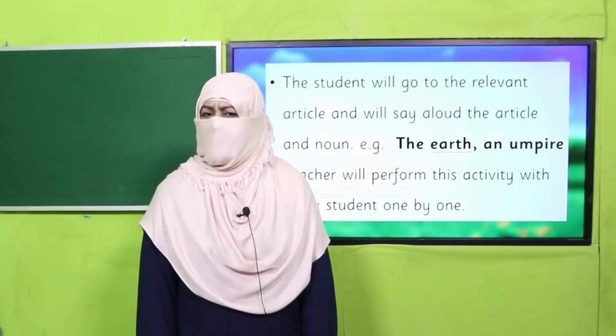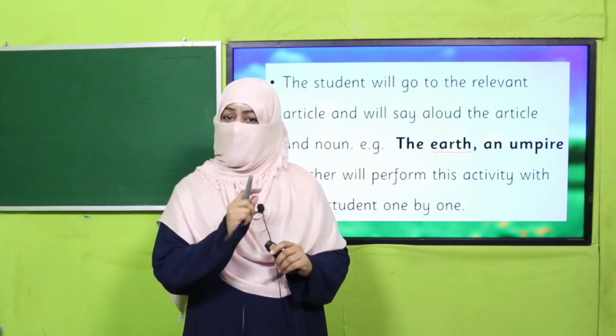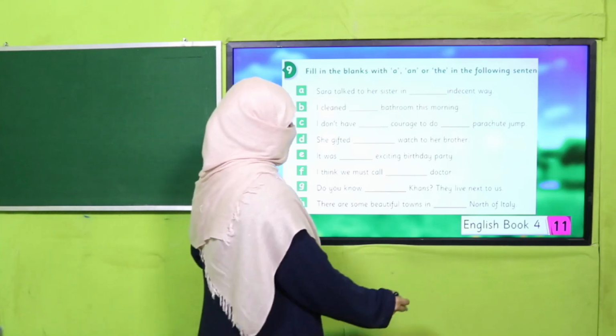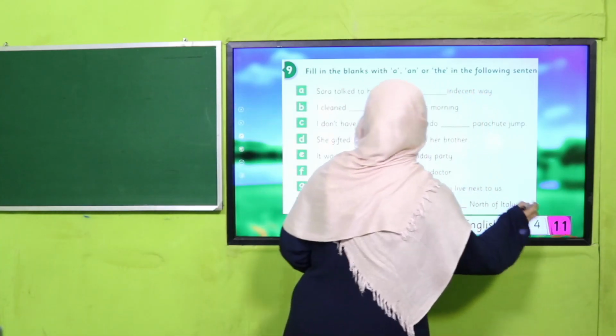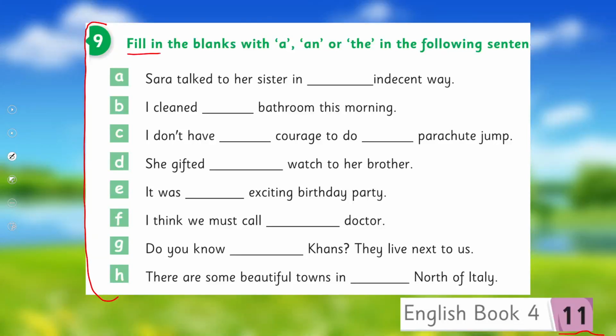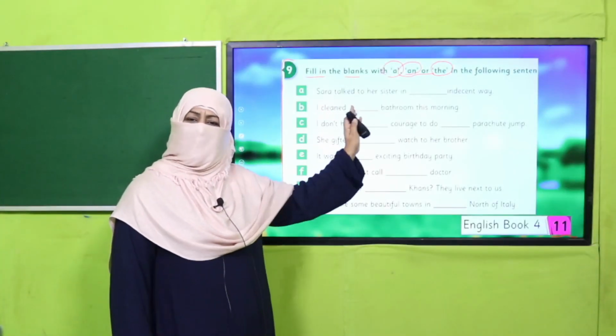Yes, my dear children, all of you did it. Now you understand the difference between "a" and "the." Good job. So it's time to practice from your book on page number 11. This is the question given over there: fill in the blanks with "a," "an," or "the." Very simply, you will read it and you will fill in the blank by using the relevant article. So pause the video and fill in all the blanks by using articles.